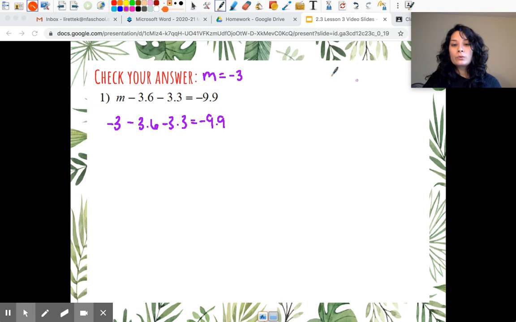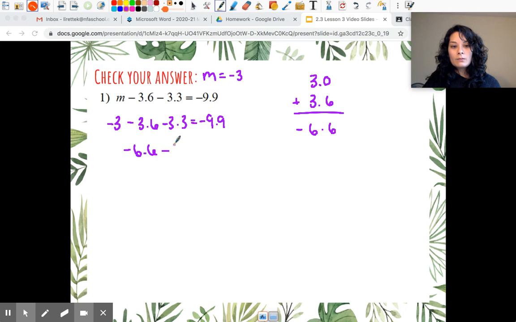Negative 3 minus 3.6, I'm just going to subtract left to right. Their signs are the same, so I'm actually going to add them together. So the 3 is really a 3.0, and I'm adding it with 3.6. 0 plus 6 gives me 6. 3 plus 3 gives me 6. My decimal comes straight down in my answer. They were both negatives, so remember, this is a negative 6.6.